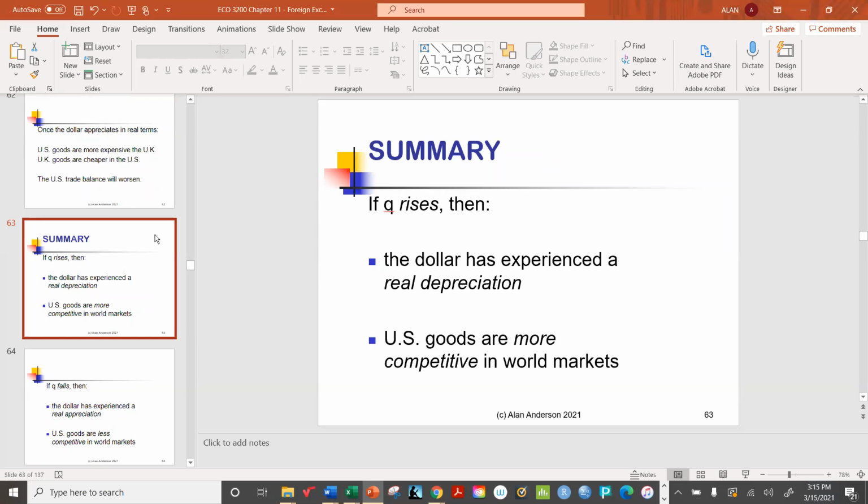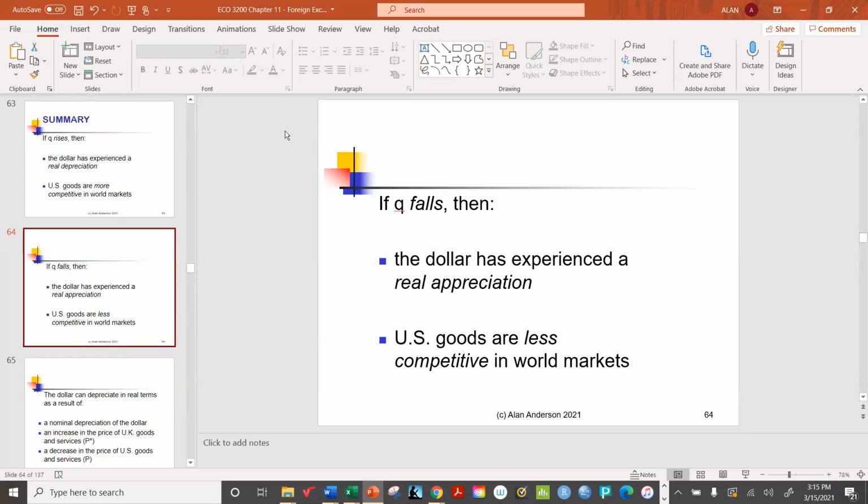But of course, if the opposite happens, in other words, if Q falls, all of these factors will be reversed. If Q falls, the dollar has experienced a real appreciation, and therefore our goods are less competitive, and we will have a larger trade deficit.